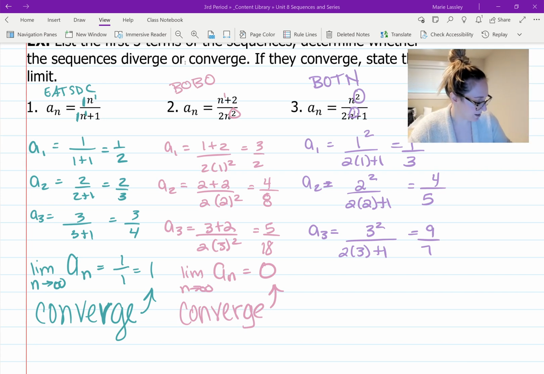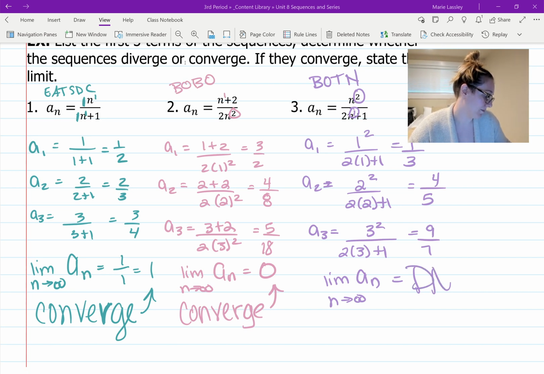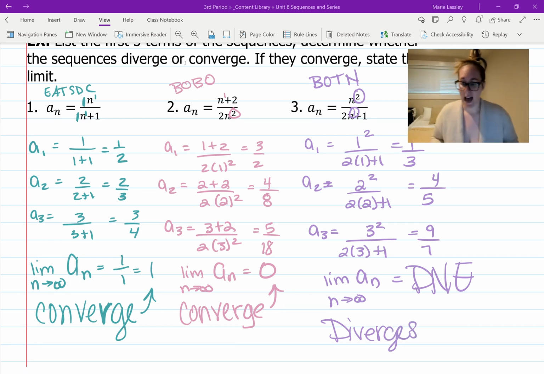So when we do our limit, the limit of a sub n as n goes to infinity equals nothing. It's just going to get larger. So we would say does not exist. This diverges.